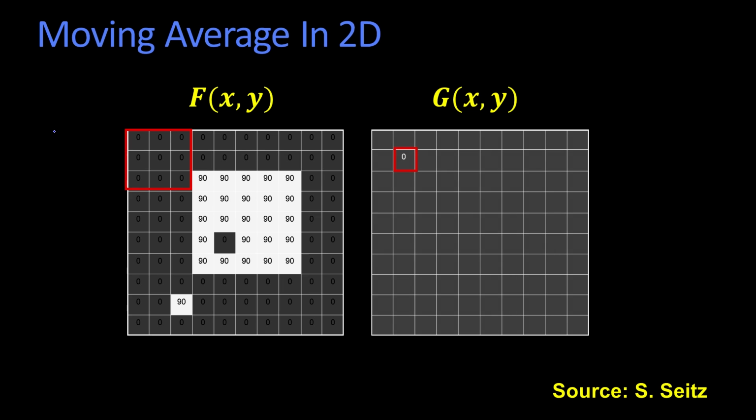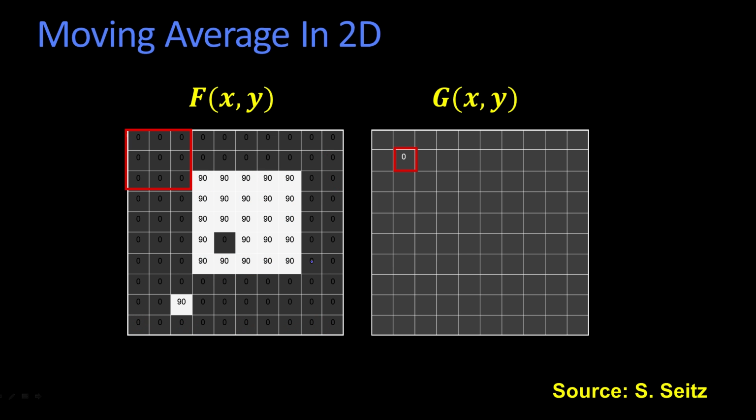All right. So let's do a moving average in 2D. I hope you can see that there's a whole bunch of zeros in this picture over here. You see all those zeros? And then in the middle, in the bright area, are these 90s. So this maybe is an image that goes from 0 to 100 or whatever, but the idea is that zeros are dark and 90s are bright.